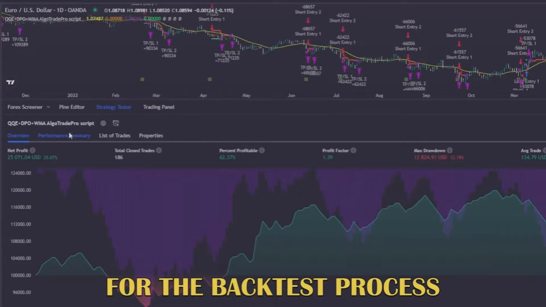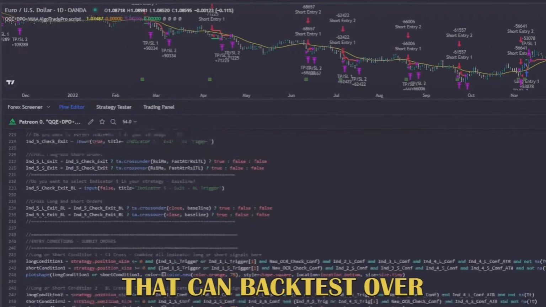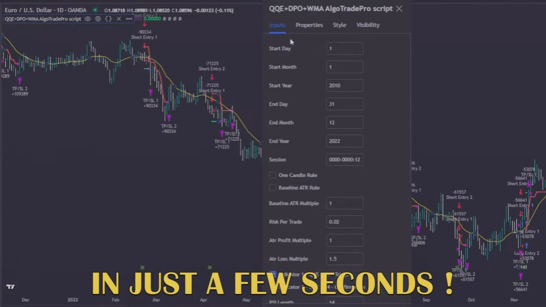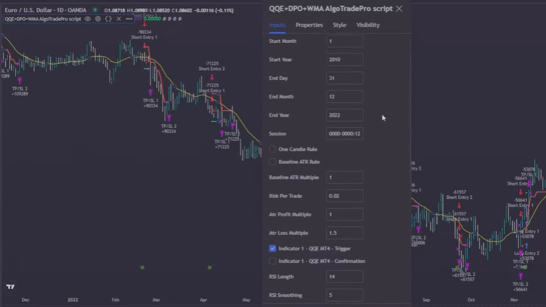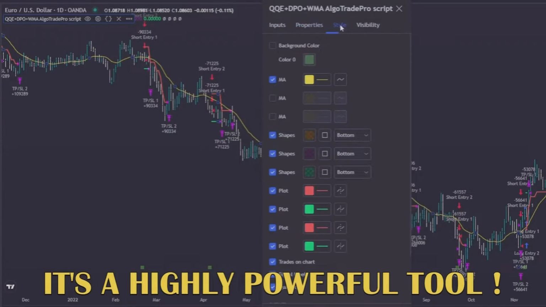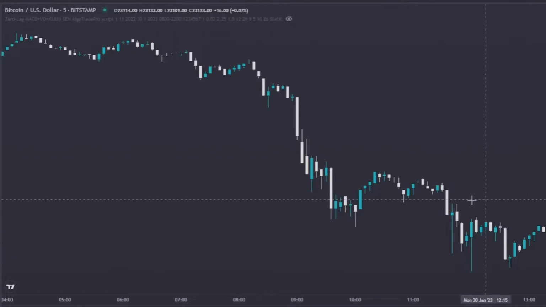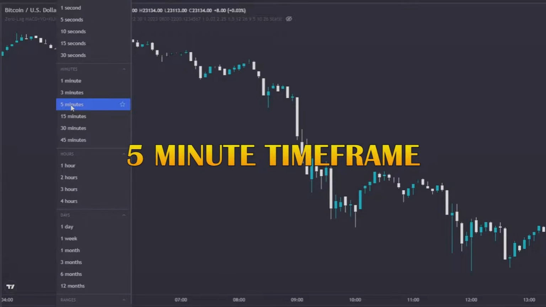For the backtest process, I will use an algo that I created that can backtest over 100,000 trades in just a few seconds with the most real and proven results possible. It is a highly powerful tool that you will have full access to from today on. This millionaire scalping strategy is used in the 5-minute time frame.